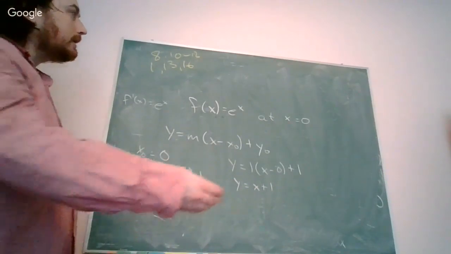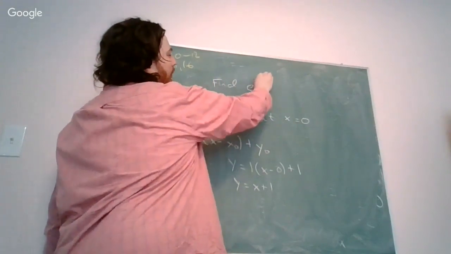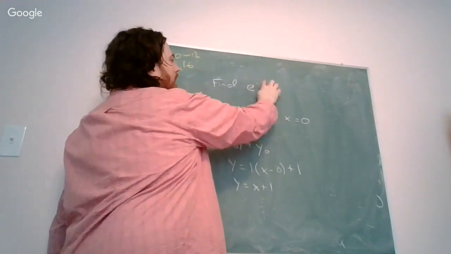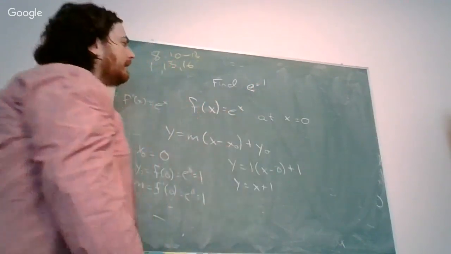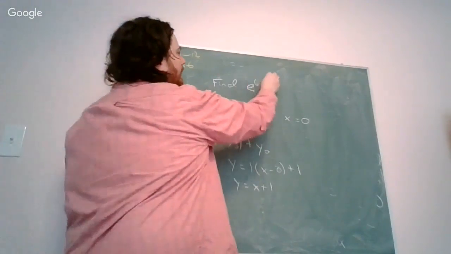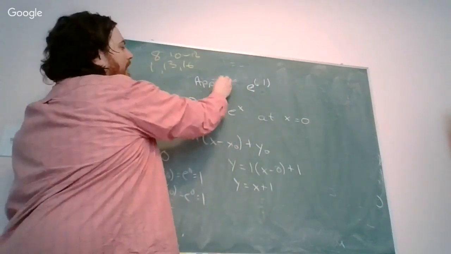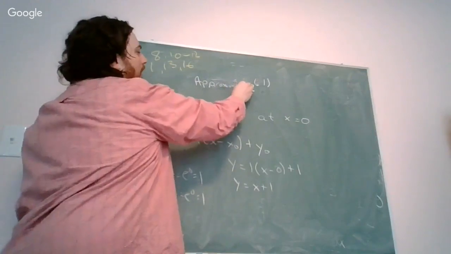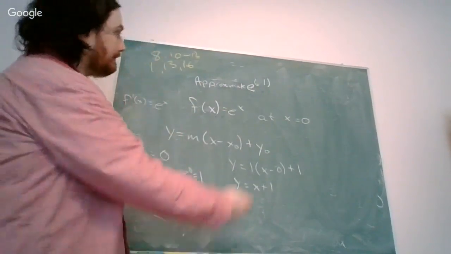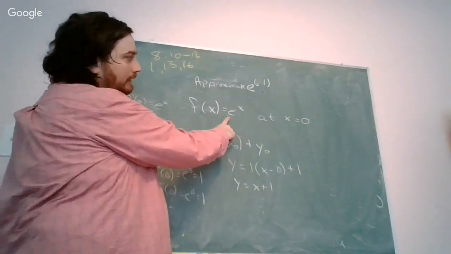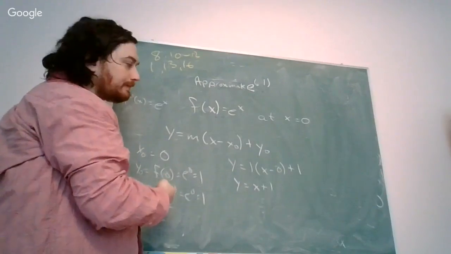Now, the second part says find e to the 0.1. I know it's a different problem on the actual exam. But if I went to approximate, rather than find, e to the 0.1, how would I do that? Well, what I notice is that really f of x is e to the x here. And so here all I'm doing is plugging in 0.1 for x.